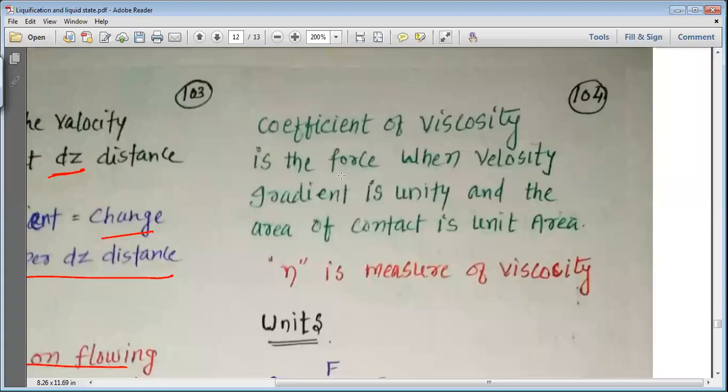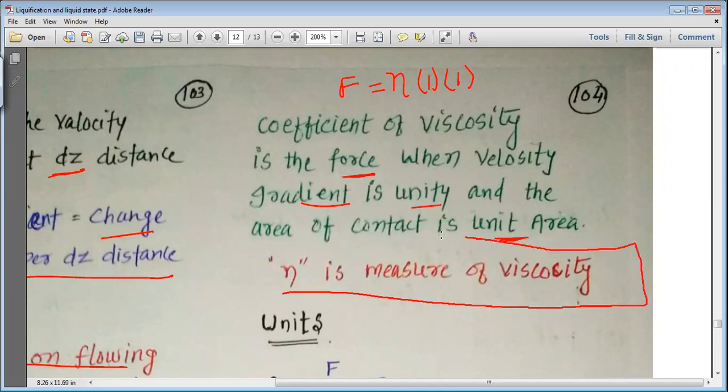Coefficient of viscosity is the force. We have just seen that force is equal to eta when you have one area of cross section, or area is unit, and your velocity gradient du by dz is also 1. So coefficient of viscosity is the force when velocity gradient is unity and the area of contact is unit area. So that is how, my dear students, we understand the coefficient of viscosity. Eta is the measure of viscosity. The coefficient of viscosity itself represents the viscosity.